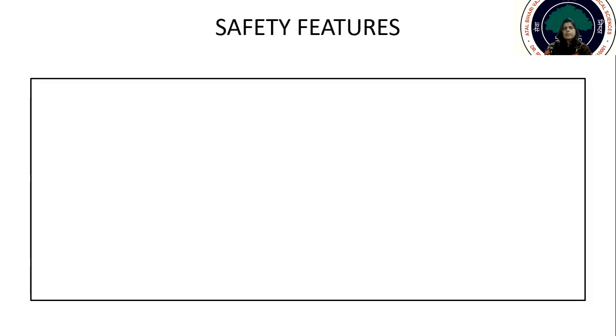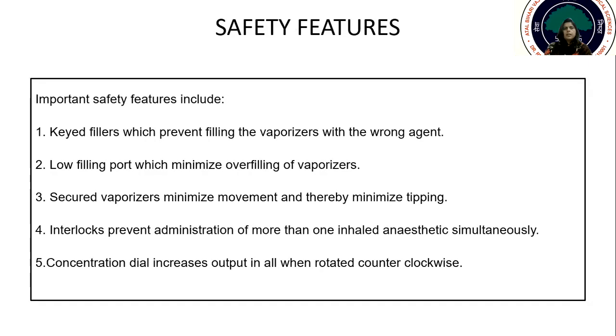Now, what are the safety features for the vaporizer? There are key fillers which prevent filling the vaporizer with the wrong agent. There are low filling ports which will minimize overfilling of the vaporizer. Secured vaporizers minimize movement and thereby minimize tipping. There are interlock systems as we learned. There is a selectatec system in the Tec vaporizer and an interlock system in the Draeger vaporizer to prevent administration of more than one inhalational agent simultaneously. The concentration dial increases output in all when rotated counterclockwise.